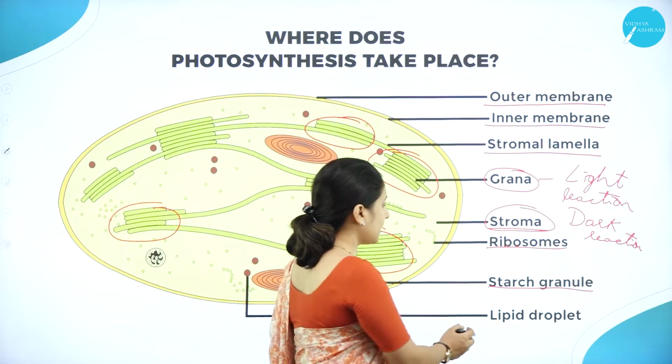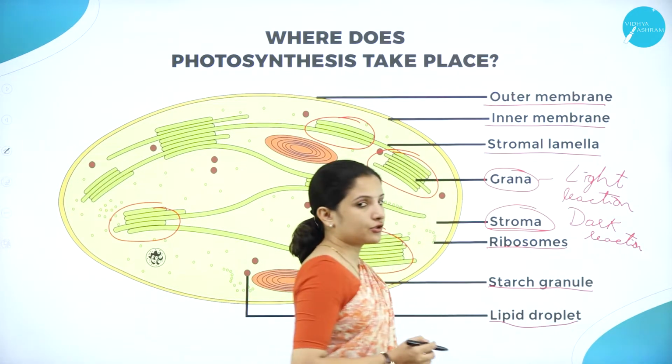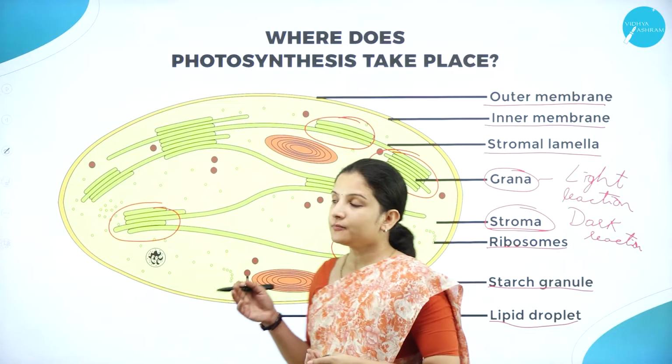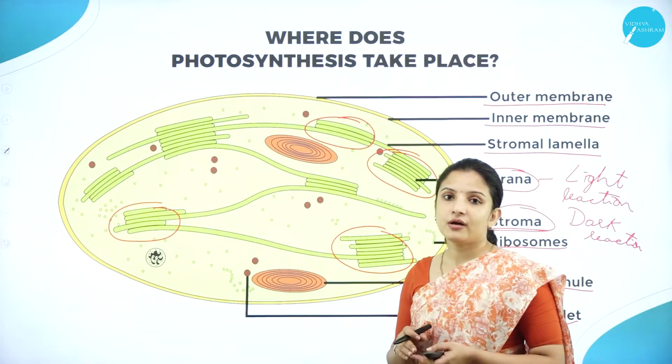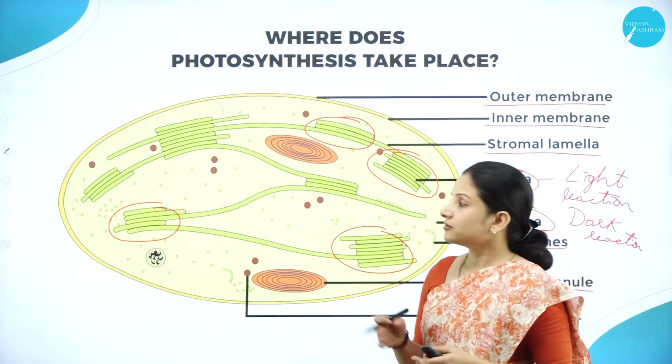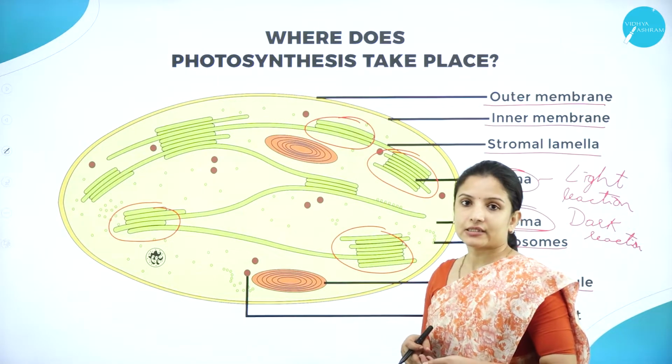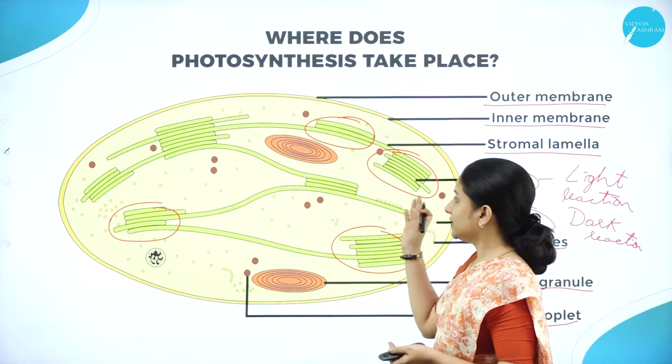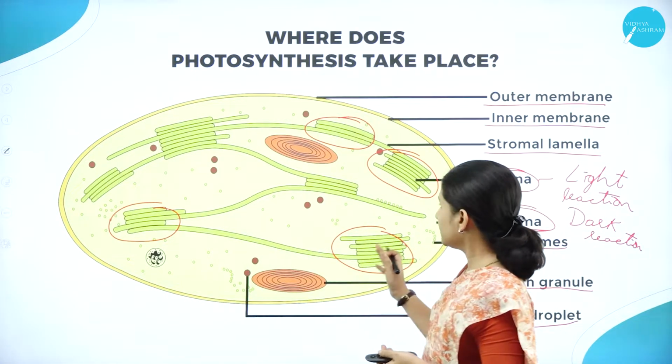And apart from that, they also have the lipid droplets. Not just these, the chloroplast also have their own genetic material, that is the DNA. So that is one of the characteristic feature of the chloroplast. So these are the important structures of the chloroplast.